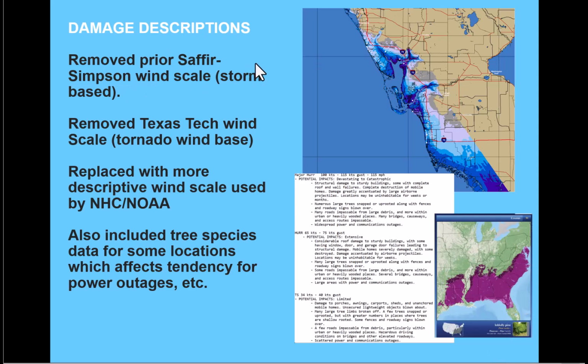First, what we've removed is the prior Saffir-Simpson scale, which was really storm-based and not a good description for all locations. We also removed the Texas Tech wind scale, which originally was a tornado-based system. What we've replaced the wind descriptors with are a more standard scale used by the Hurricane Center and NOAA. In addition, as I've suggested, we also include some tree species data for some locations, which affects the tendency for power outages and that kind of interruption.